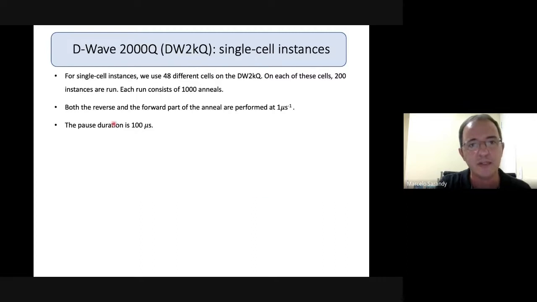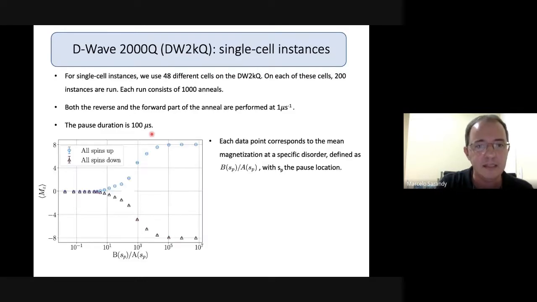Reversal annealing and the forward part of the annealing at the end are performed at the rate of 1 anneal per microsecond, right? And the pause duration is 100 microseconds, okay? So we pause for a long time compared to the first and the last part of the annealing process. Okay, and these are the results.